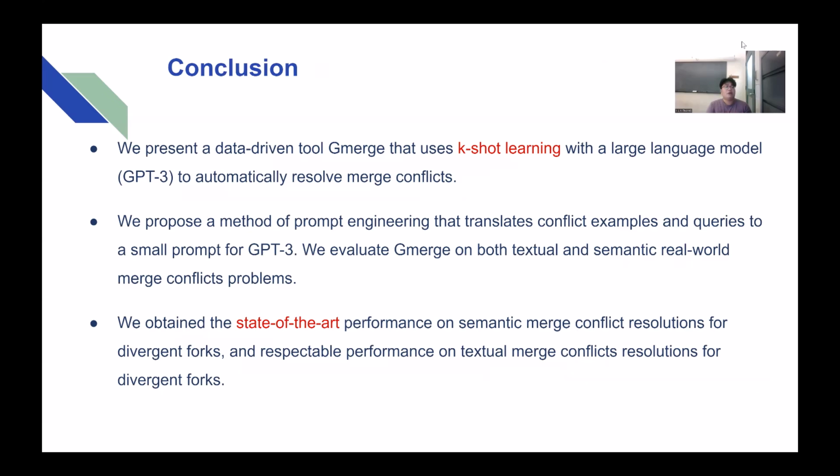And finally, we have our conclusion. In this work, we present data-driven 2G merge, which uses causal learning to resolve merge conflicts. We have evaluated our tool on both textual and semantic conflict problems in Microsoft Edge. We obtained state-of-the-art performance on semantic merge conflict resolution and modest, respectable performance on textual merge conflict resolution.